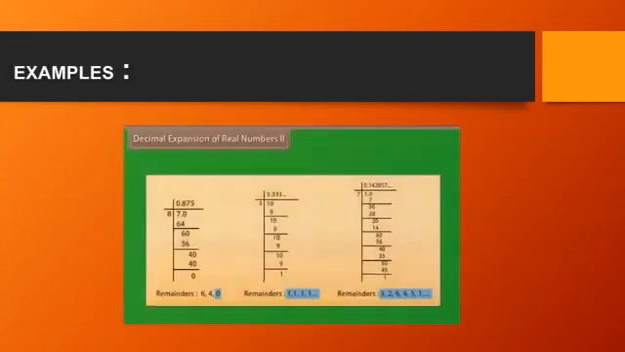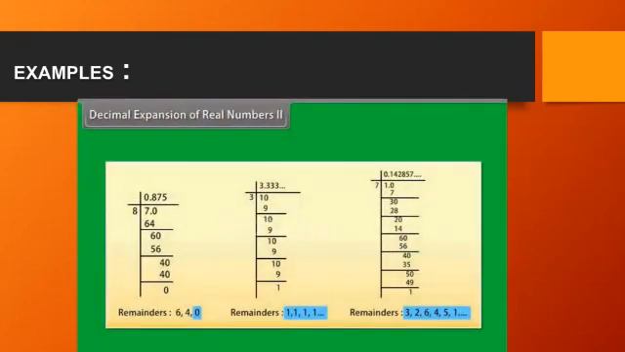Students, here I have given a few examples to represent rational numbers. The first example, 7 by 8, the result obtained is 0.875, which contains a finite number of digits and the remainder 0, hence it forms a terminating decimal. In the second example, 10 by 3, the result obtained is 3.333, which contains an infinite number of digits and a repeating pattern, hence it forms a non-terminating repeating decimal.